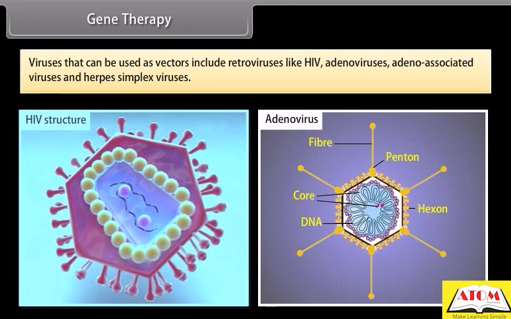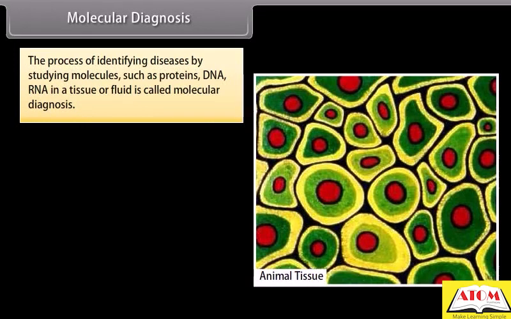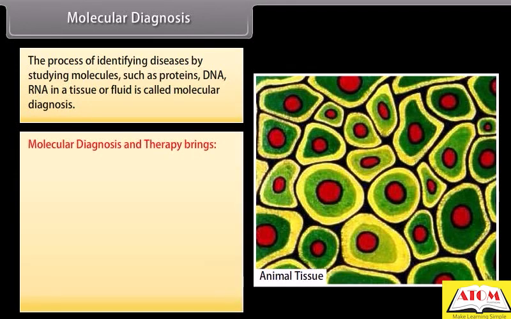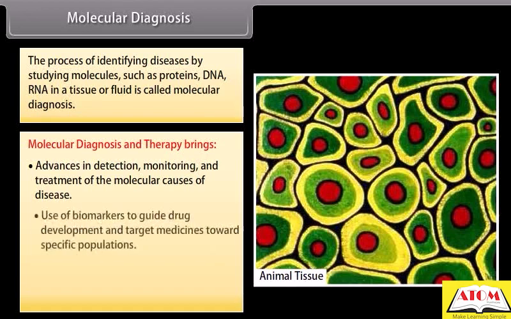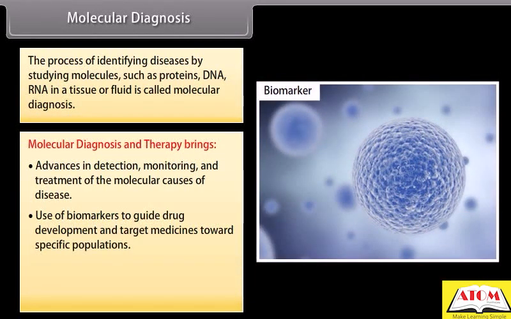Molecular diagnosis. The process of identifying diseases by studying molecules such as proteins, DNA, RNA in a tissue or fluid is called molecular diagnosis. Molecular diagnosis and therapy brings advances in detection, monitoring, and treatment of the molecular causes of disease. Use of biomarkers to guide drug development and target medicines towards specific populations.